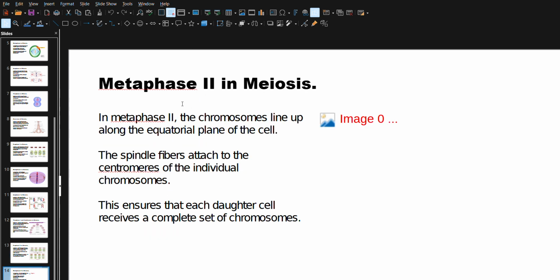So if you see here, metaphase 2 in meiosis, the spindle fibers attach to the centromeres of the individual chromosomes. In this stage, it ensures that each daughter cell receives a complete set of chromosomes.